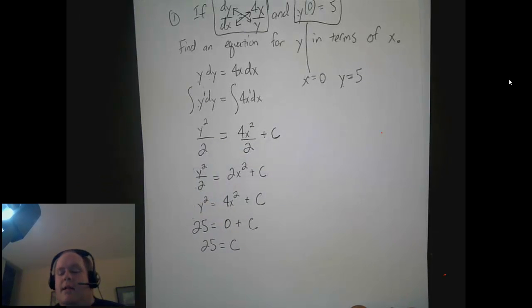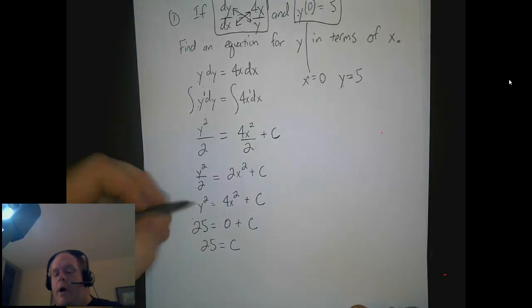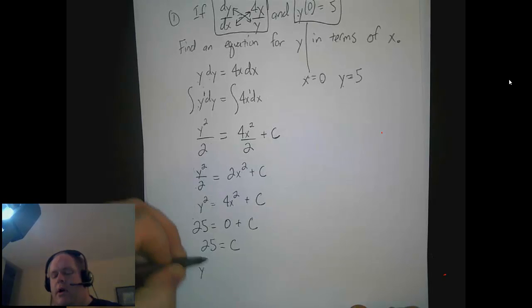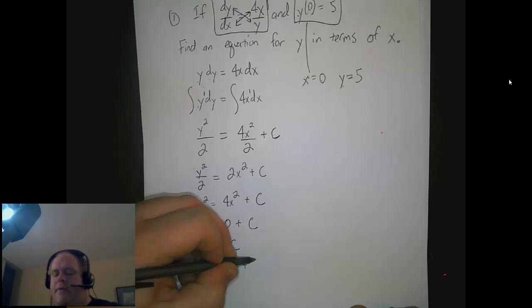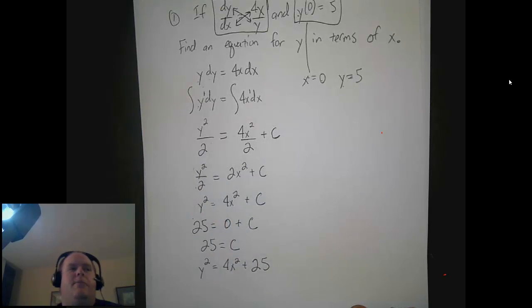Now that I know that, we can plug that back in right here, and we get y squared equals 4x squared plus c, plus 25, because that's what we just found the c to be. Now notice in the question, we always want to answer what the question is asking, not what we think the question is asking. We always want to be very precise, and I know we've seen a lot of examples through the year where we haven't quite answered the question exactly the way they've wanted it. Okay, and that is a big deal.